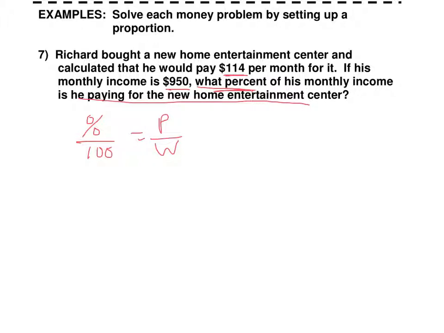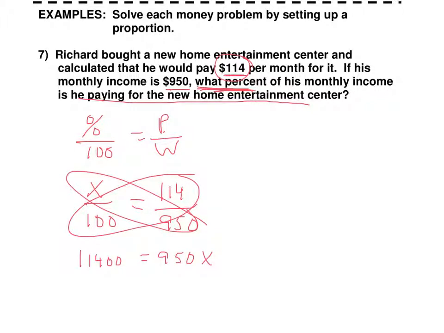So all we have to do is fill in what we know. We don't know the percent, so I'm just going to put x over 100. And then the part is going to be what he pays per month. And then the whole is going to be his monthly income. And then all I have to do is cross multiply and solve. So go ahead and do that.